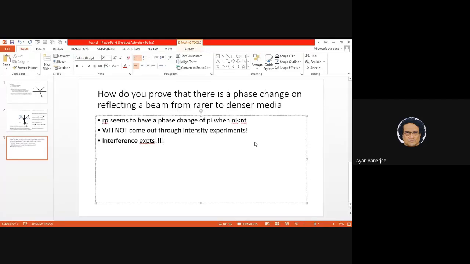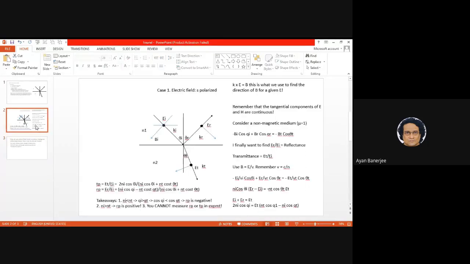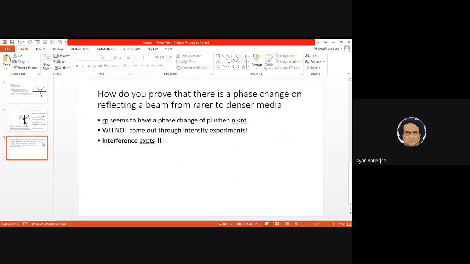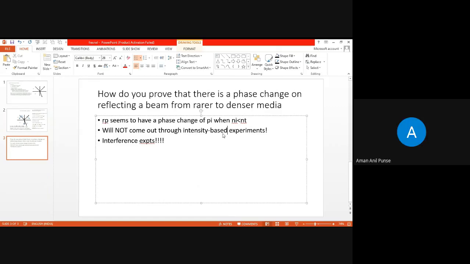Which was the experiment where this is manifested beautifully? Where there is a phase change of pi while reflecting from rarer to denser media? Newton's ring. Newton's ring. Oh man, not at all. Michelson. Sorry, Mach-Zehnder. Very disappointing, guys. I think most of you did Mach-Zehnder, no? I think 80% of you did Mach-Zehnder. In 2 months, you have completely forgotten.